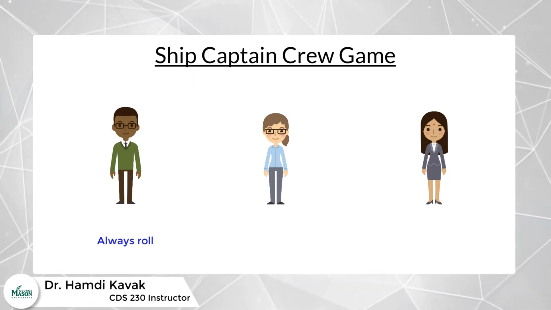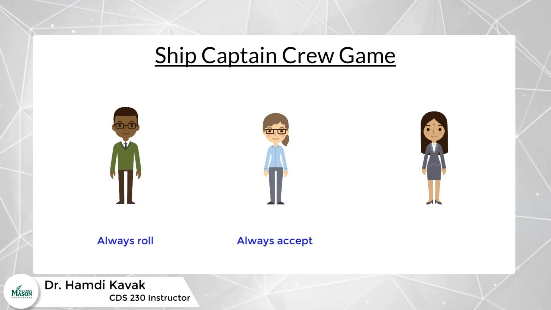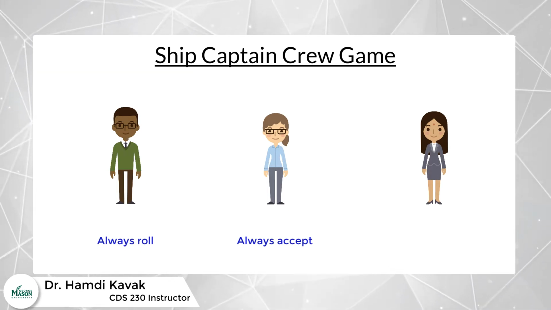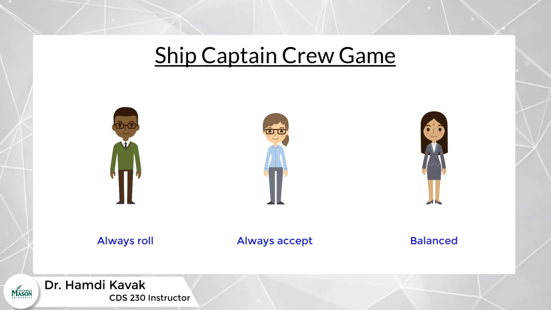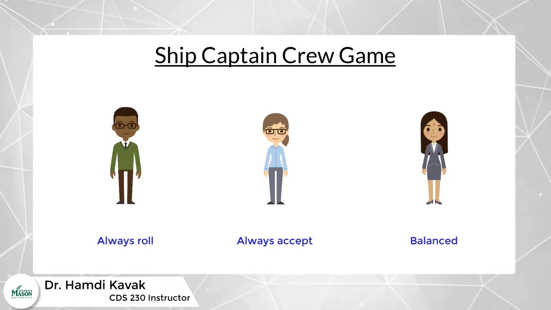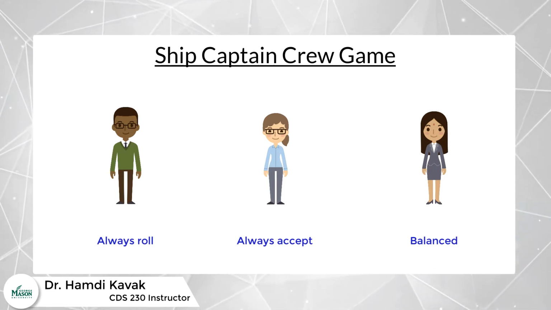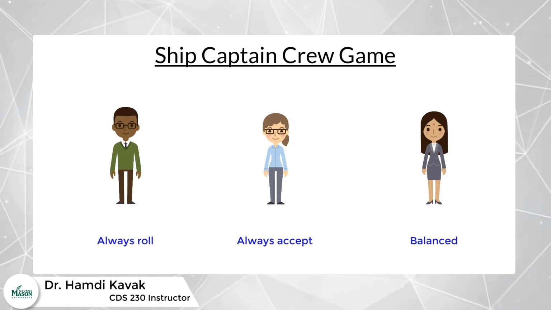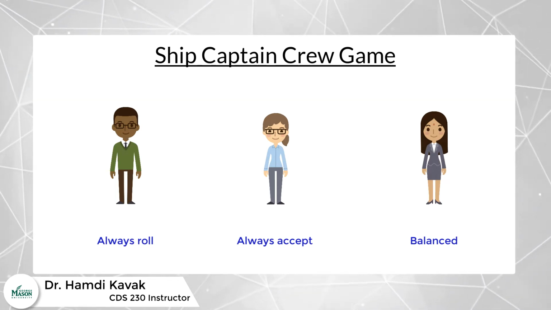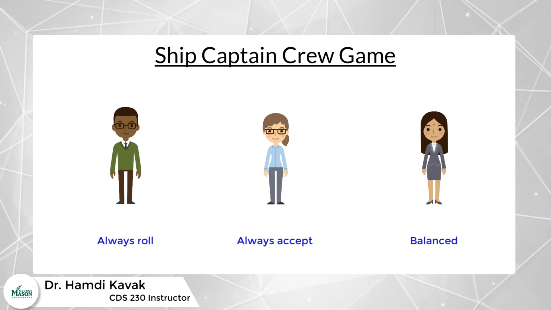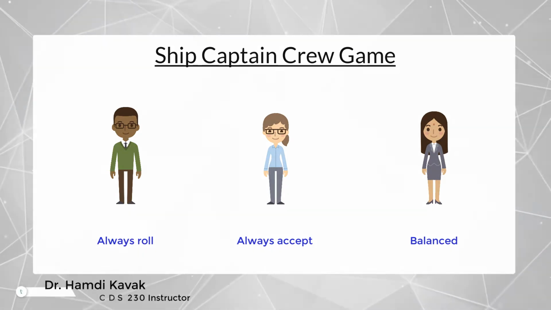The second person follows the opposite strategy. Whenever the person scores the ship, captain and crew, then completes the game immediately. And the third person follows a balanced strategy. After scoring the ship, captain and crew, this person only rolls the dice when the sum of the remaining 2 is lower than 7. We will implement these 3 strategies and run the game many times to estimate which strategy works better. So let's begin.